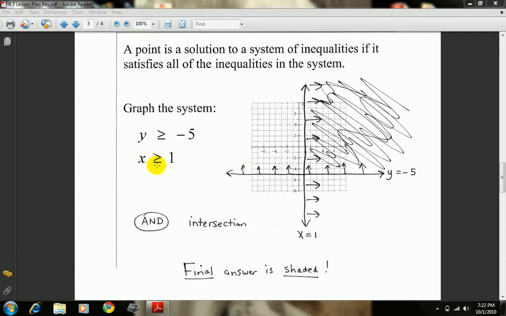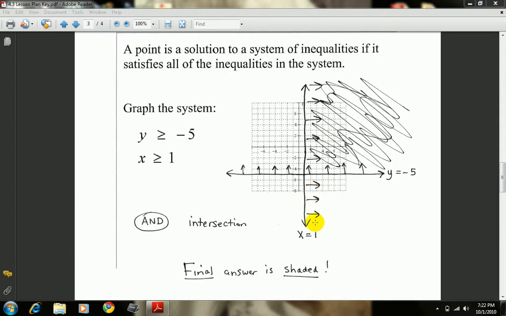x is greater than or equal to 1, we're going to start with the boundary line, which is the line x equals 1. Now, notice what I've done. I've marked the line x equals 1, which is a vertical line, and the reason that I've made that line solid is because it does say equals. That's one option. Greater than 1 means that I am going to shade to the right of this vertical line. So I put little directional arrows pointing to the right of the line.